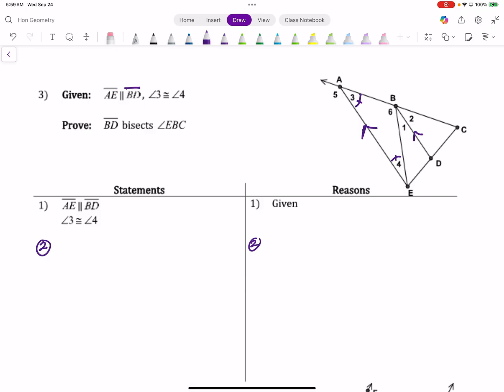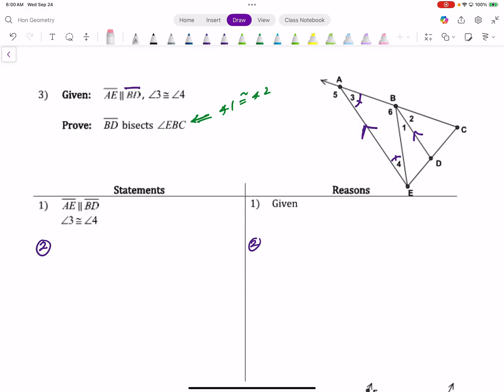And we're trying to show that BD is going to bisect angle EBC. All right, if that's the case, that's angle EBC, right? To show that, we need to say that angle 1 is congruent to angle 2. So that's our goal. We're trying to get to the point where we can say that angle 1 and 2 are congruent. Because if we say that, that's going to follow along with the definition of an angle bisector, a ray or a line that comes through and cuts an angle in half, or creates two congruent angles.